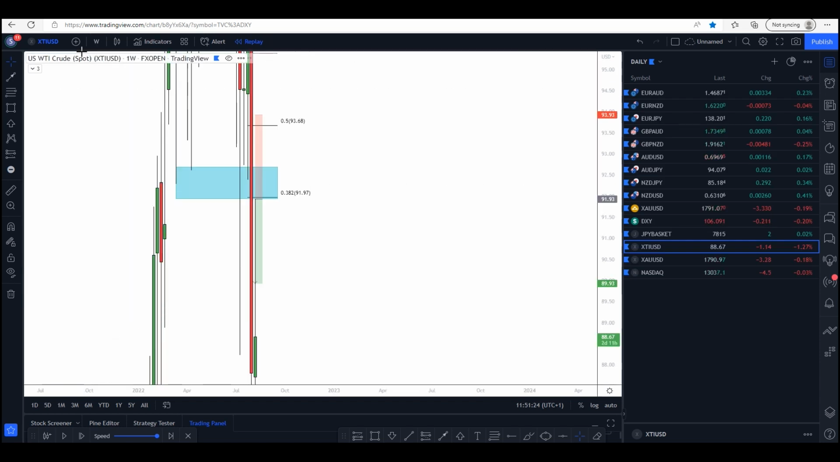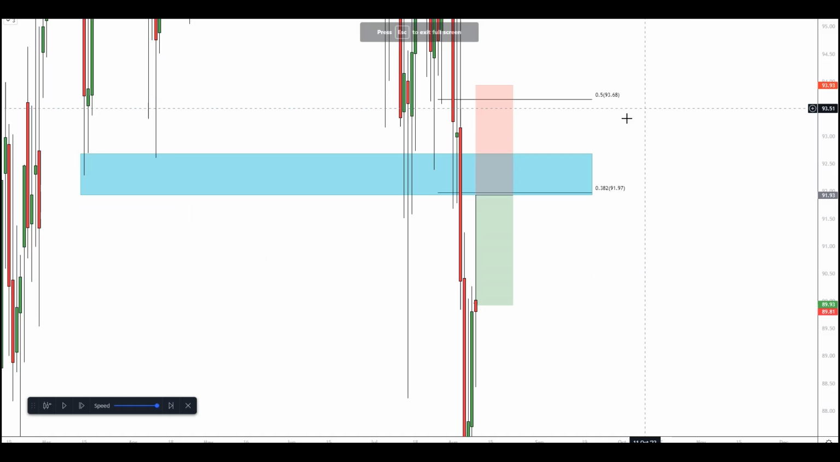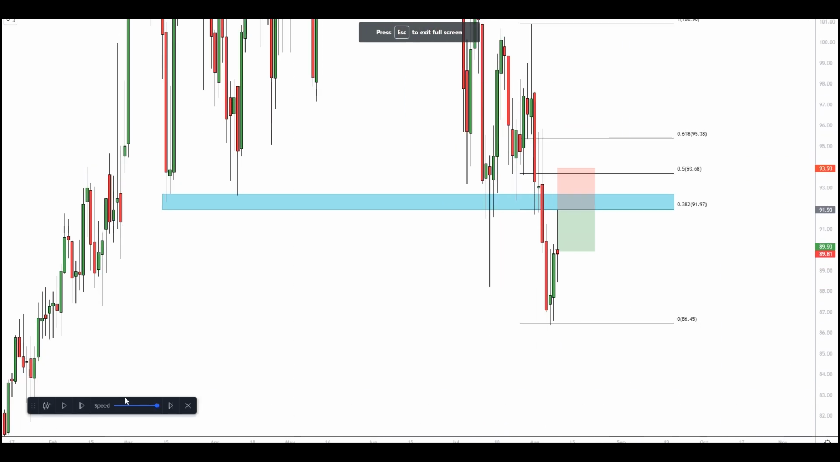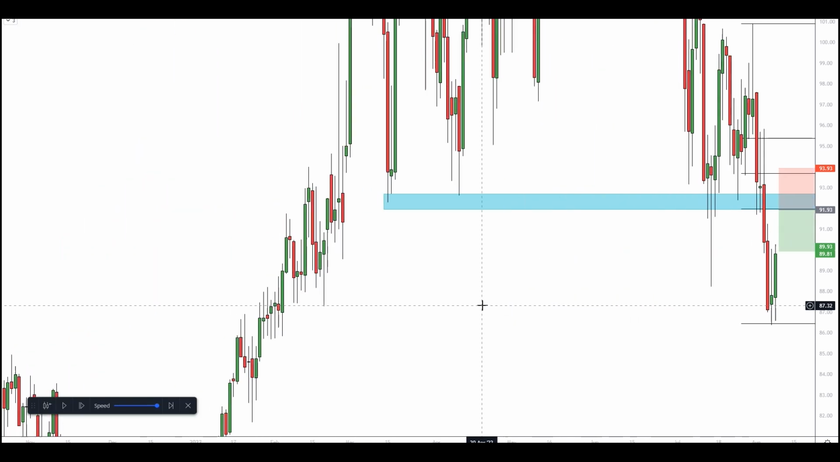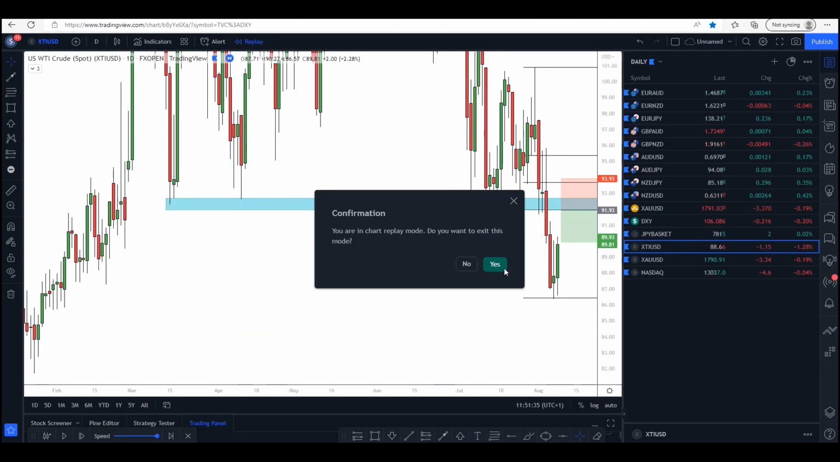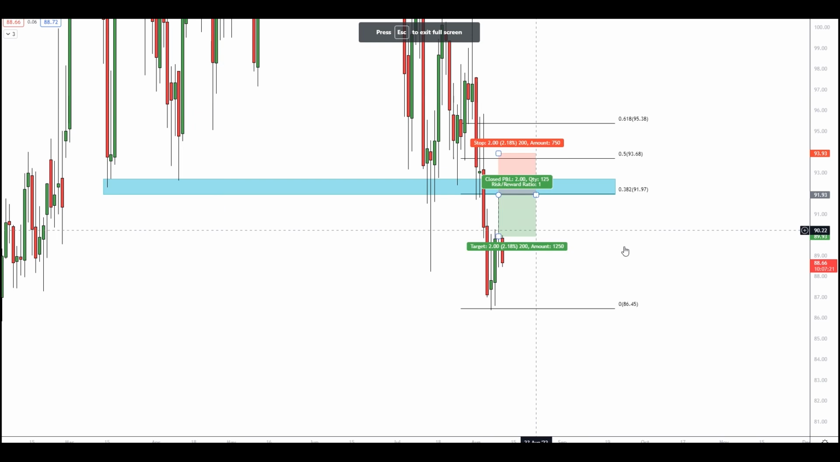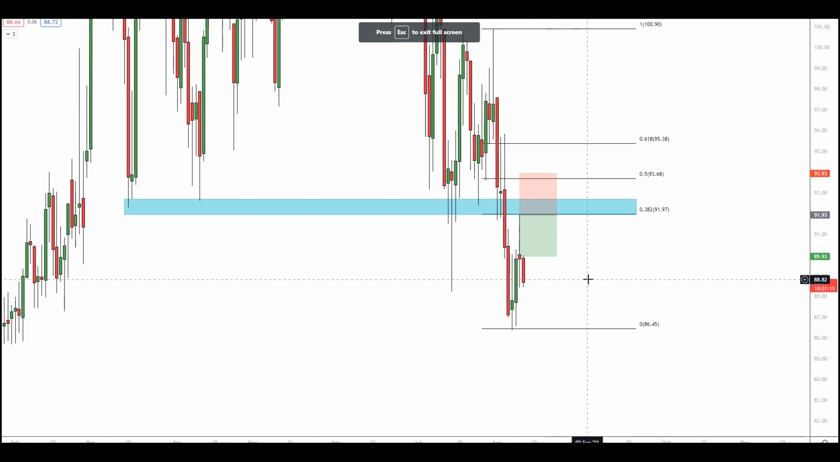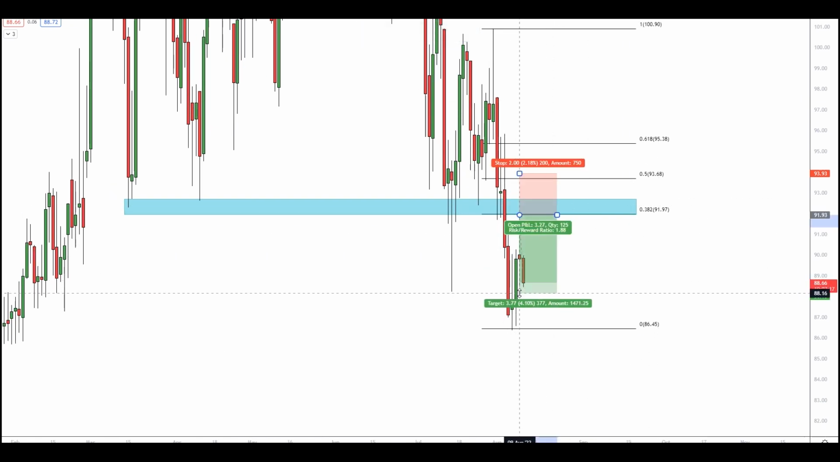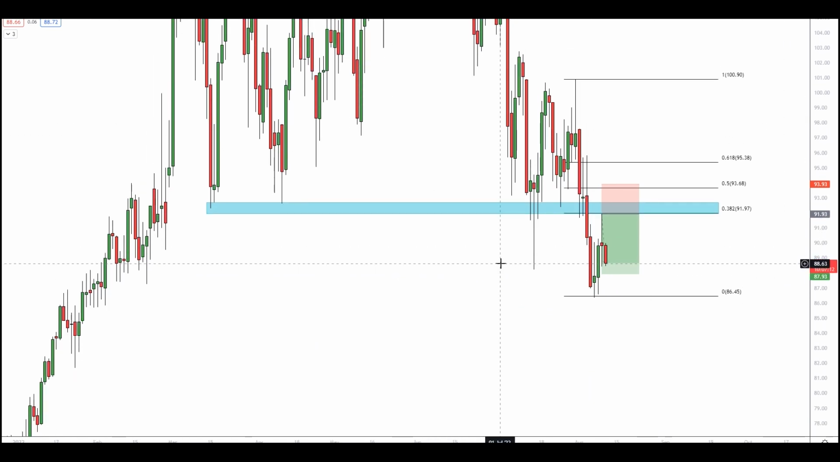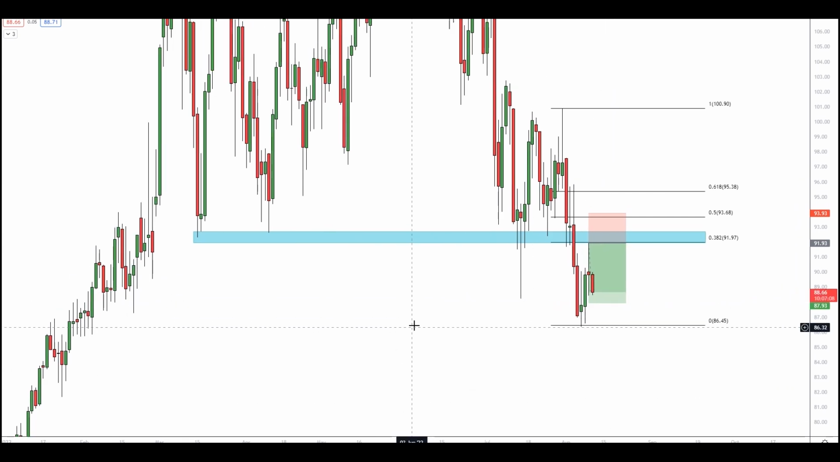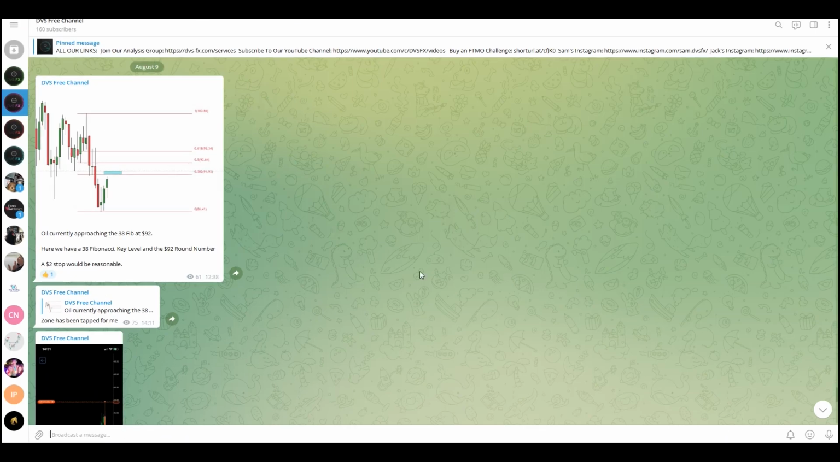If I do in fact go back into the daily time frame, we can see the current situation of the trade. So if I just exit replay mode, we can get up this. You can see this is the current situation with the trade. We are still in the position. Our second area of interest is going to be 2 to 1. And you can see that price is nicely on its way to this area. So as previously mentioned, this trade was called in the free channel here.